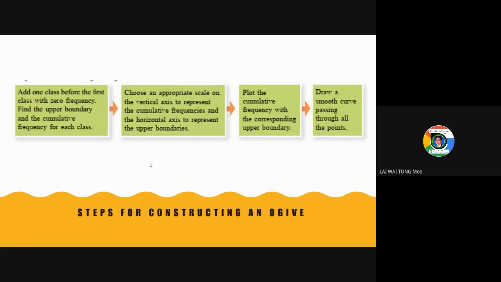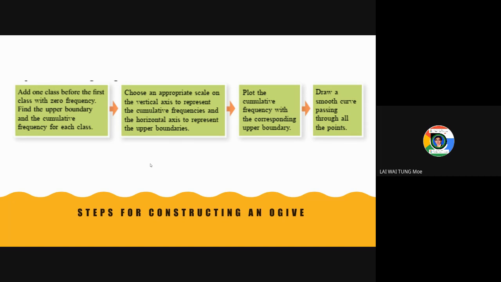Okay, is how to construct an OGIVE. So I briefly read through the steps. Okay, so the first step is you have to add one class before the first class, just like the frequency polygon. But for this one, the OGIVE, you just need to add one class before. No need to add one class after. Okay, but for the frequency polygon, you have to add one class before and one class after. Okay, so there is a difference.